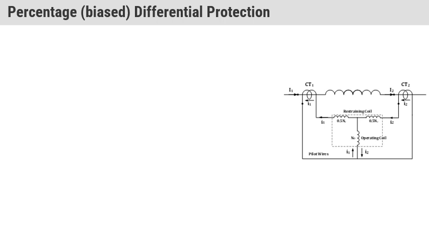Okay, so to overcome all these difficulties that occur in the simple type of relay, we introduce a new relay, which is the percentage biased differential protection. So what is the difference in the percentage biased differential protection? You can see here, we introduce some new parts. Previously we did not have any coil or winding here, only an operating coil, but now we have a restraining coil. So what does this restraining coil do, and how do we overcome the disadvantages that occur in a simple differential relay?